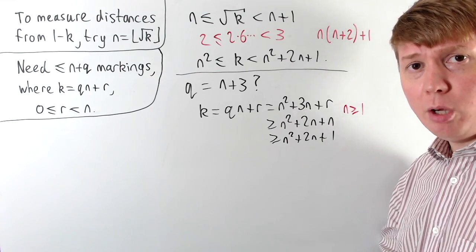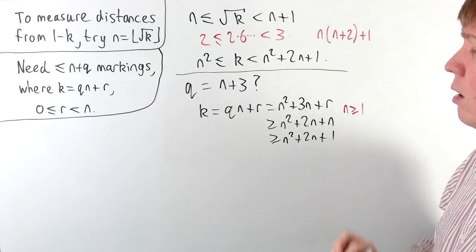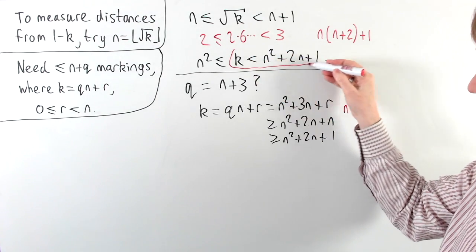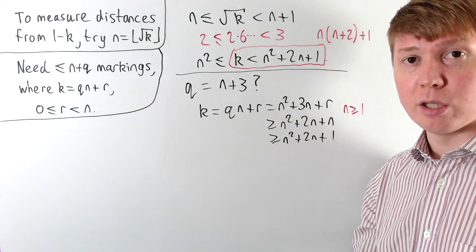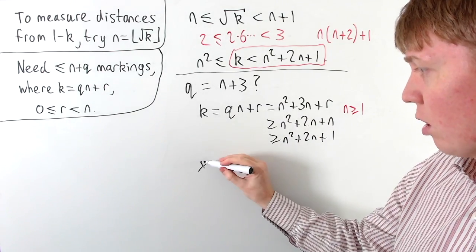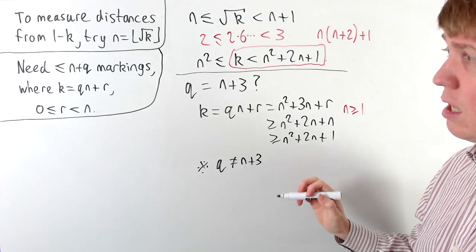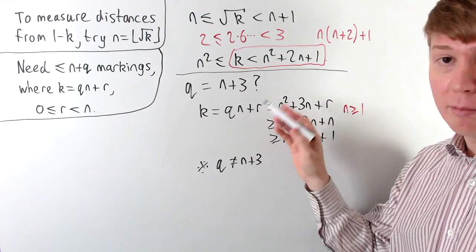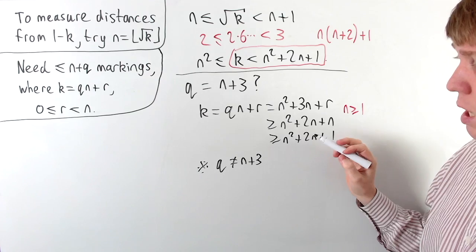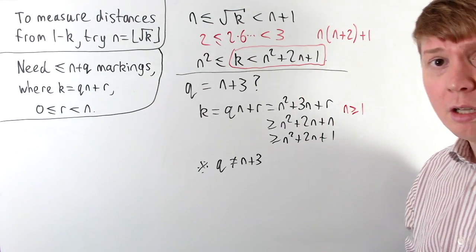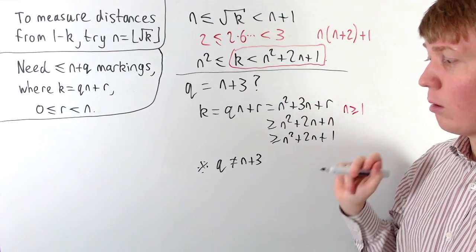But now we've run into a problem, because k is greater than or equal to n squared plus 2n plus 1. But we saw earlier that k has got to be strictly less than n squared plus 2n plus 1. So then we get a contradiction, and we can see that q can't be equal to n plus 3. And actually, if we were to make q bigger, for example n plus 4, n plus 5, you'd see that this would make the argument even worse, and it would also contradict our assumption that k has got to be less than n squared plus 2n plus 1.